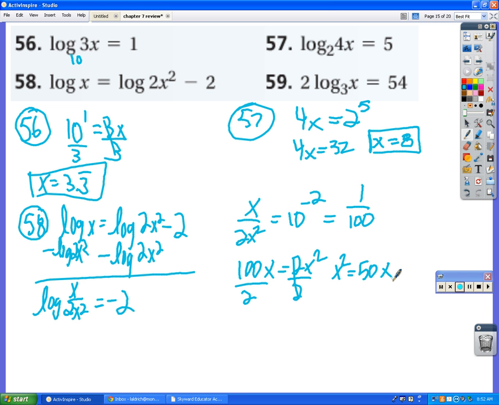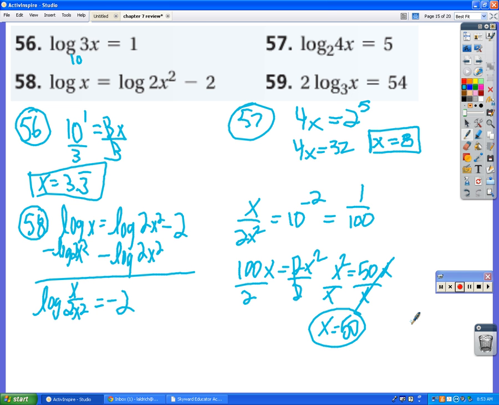But I got an x over here still. Well, that means if I square rooted both sides, I would end up with the square root of x in there, which is a bad deal. Divide by x. And what's x squared divided by x? X. So x equals 50. And I'm done. Wow.